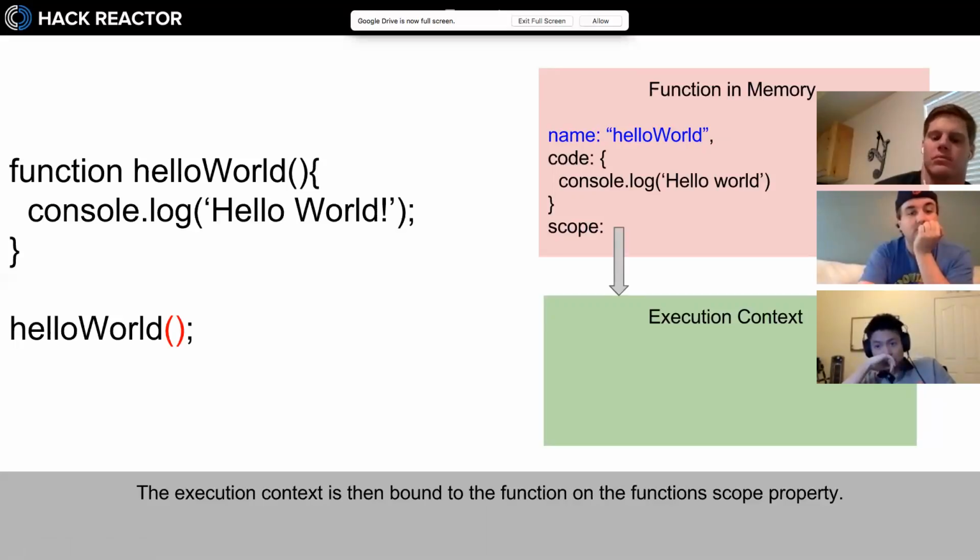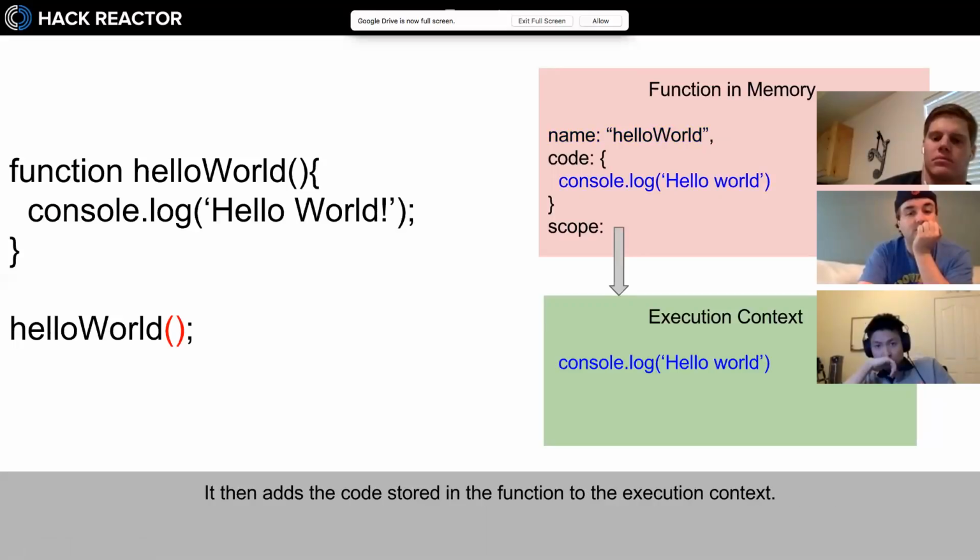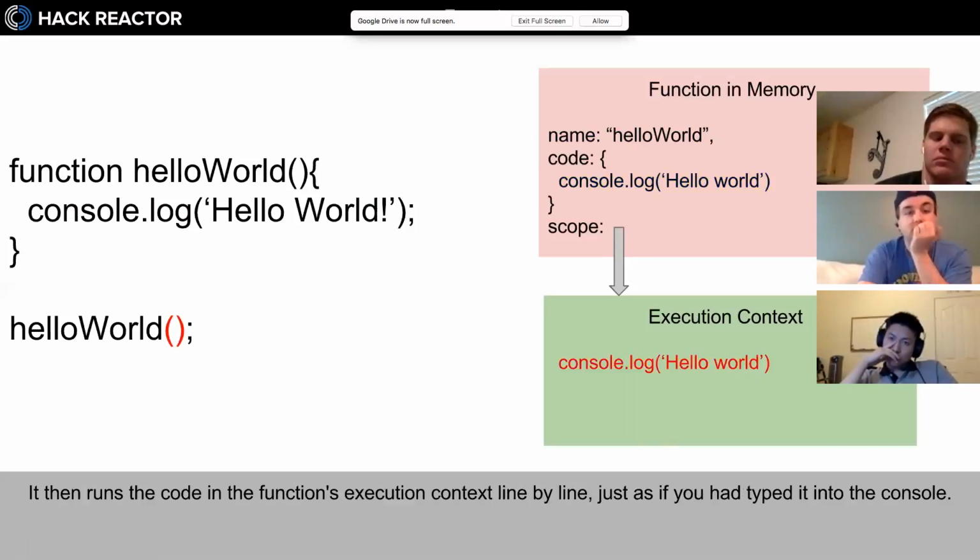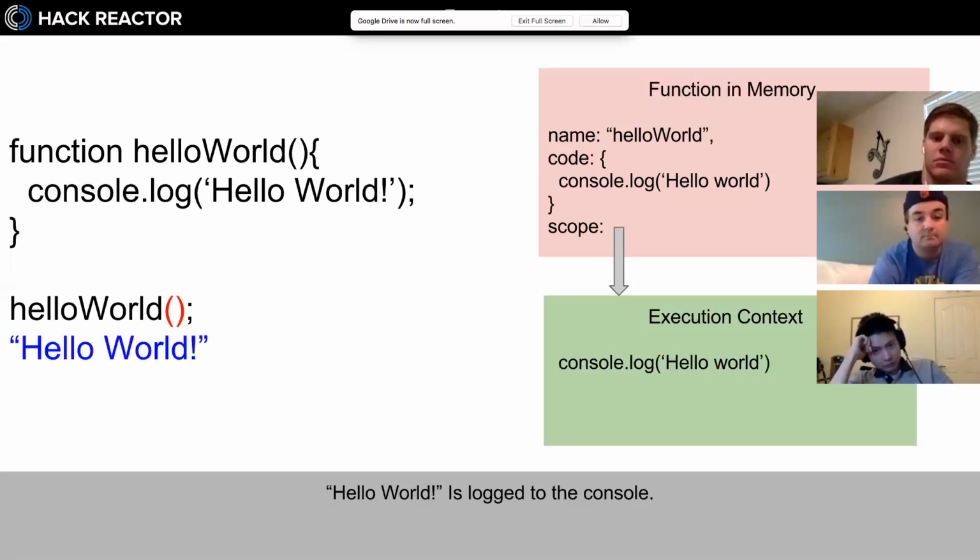The execution context is then bound to the function on the function's scope property. It then adds the code stored in the function to the execution context. So it creates this context where this particular instance of the function is going to run, and then it adds all the code from that function into the context. It then runs that code. And in the case of hello world, it can run this code and not have to look anywhere else for anything else. There's no variables in here. It just logs out the string hello world, which is hard-coded into the function. And so we see hello world is logged onto the console.